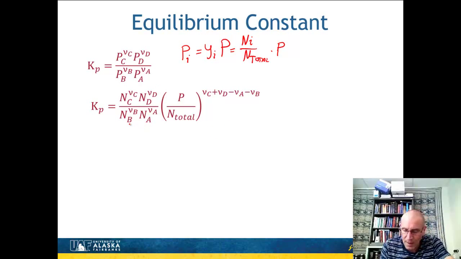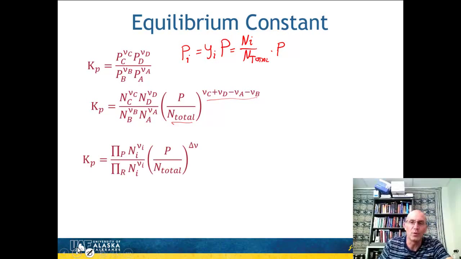So I've collected all my mole terms over on the left here. Now N is the number of moles of each constituent. I have my total pressure over the total number of moles, and then I add up all my stoichiometric coefficients. I'm adding the products and subtracting the reactants, because products are formed, reactants are consumed. And so this was for my general reaction A to B. Let's just go ahead and write a more general form.